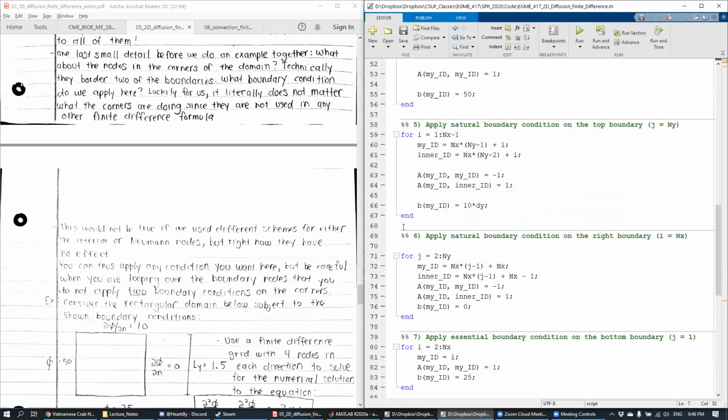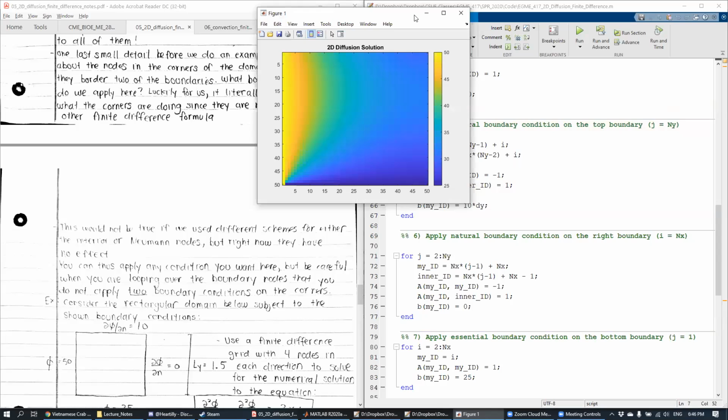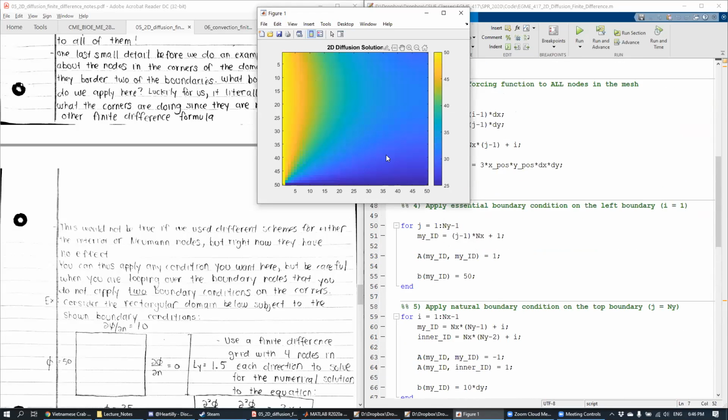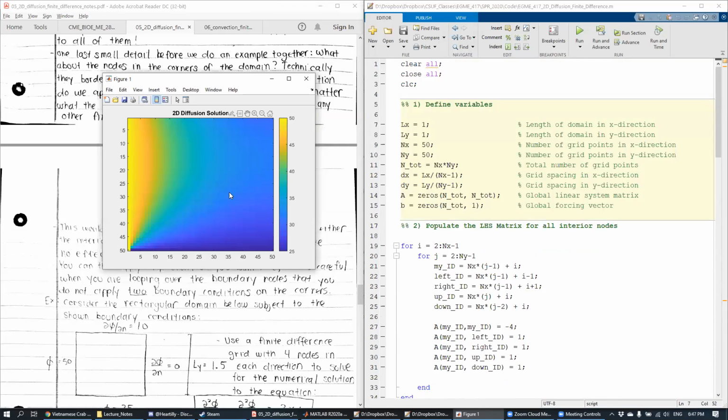When you run the code, you should get something that looks like this. This is for a grid with 50 grid points in each direction. So see if you can implement those last two loops in sections 6 and 7, and see if you can get this solution right here. In order to get something smooth like this, you might have to change nx from 4 to 50. But if you can get this, then you've implemented the code correctly.